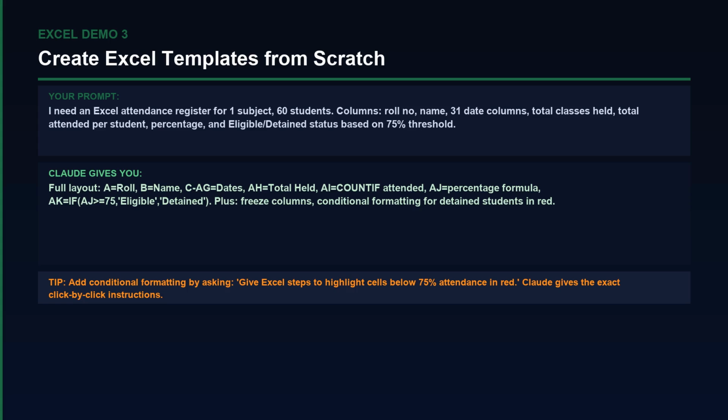This is for teachers who need mark sheets, timetables, attendance registers, or budget sheets. I asked Claude for a complete attendance register for 60 students with automatic eligibility calculation. Claude gives me the full column layout, all the formulas, and even instructions for freezing columns and adding conditional formatting. In less than 5 minutes, I have a complete, professional attendance register. Claude does the design thinking, you just implement it.